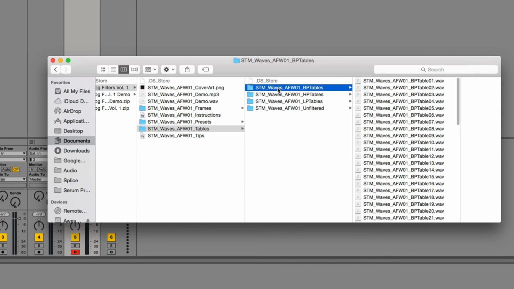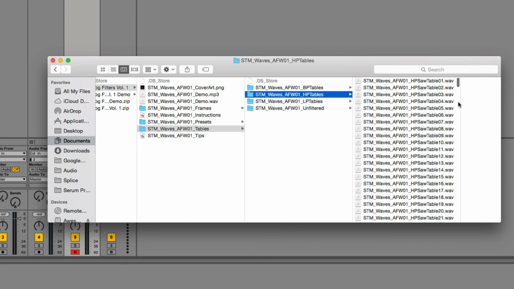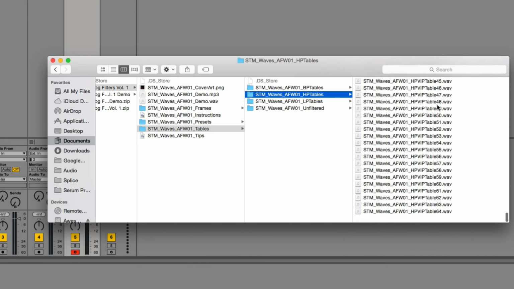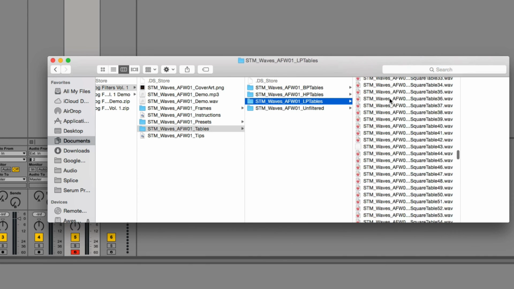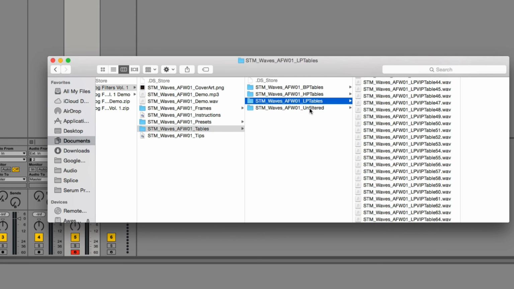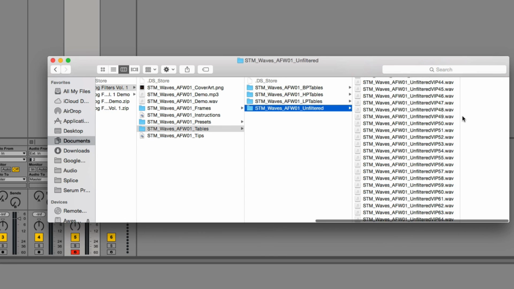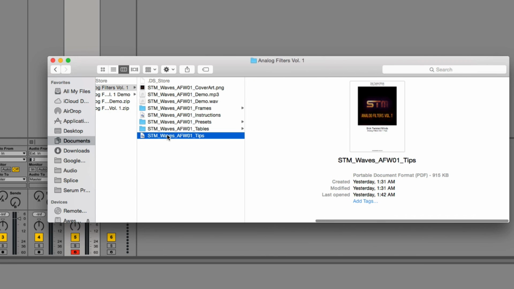We have the bandpass table, which you get 64 wavetables. High pass tables, you get 64 of 5 different types of wavetables. Low pass tables, you get another 64 of 5 different types of tables. And the same thing for unfiltered tables. You get 64 of 5 different tables. The last thing are the tips on how these were made.